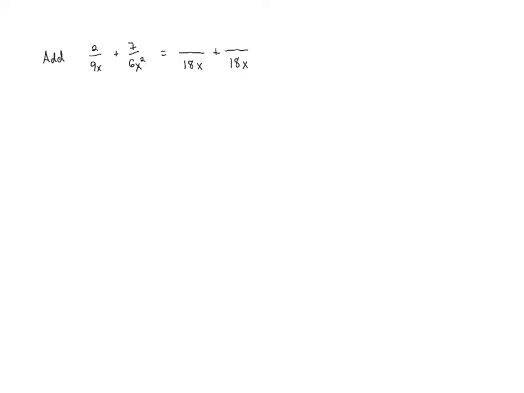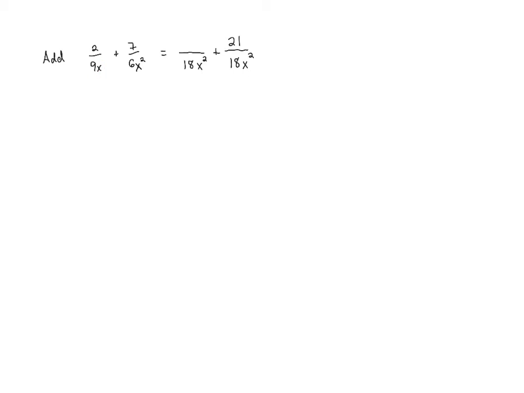So we're going to have to modify things a little bit. 18x isn't going to work. Let's try 18x squared. If we start with 6x squared and we need to multiply something to get to 18x squared, we can multiply by 3. So that's actually going to work here. In fact, let's do it. If we multiply the bottom by 3, we have to multiply the top by 3. 7 times 3 gives us 21.